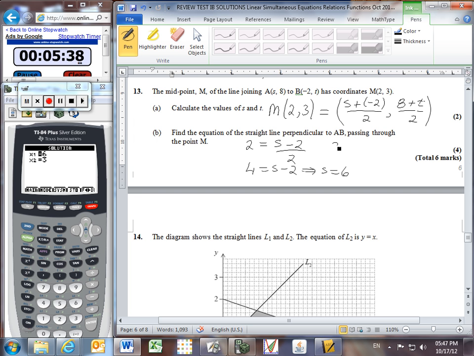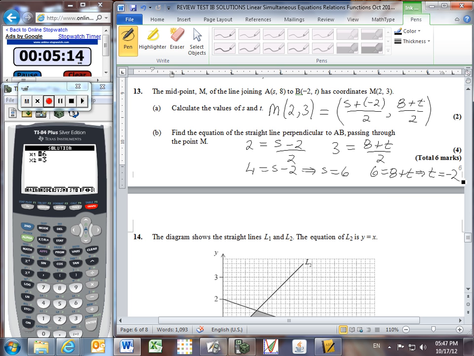Same thing for the y-coordinates, that 3 is equal to 8 plus t over 2. Let's bring the 2 up to this side, multiply both sides by 2, then it becomes 6 equals 8 plus t, and we'll discover then that t is equal to negative 2. Part B says find the equation of the straight line perpendicular to AB, which passes through point M.